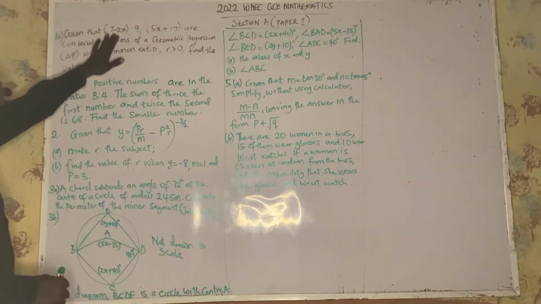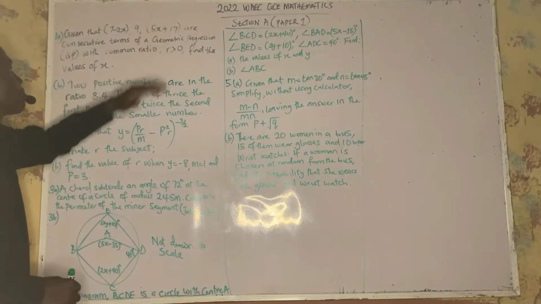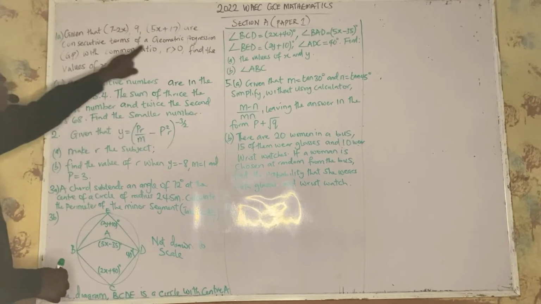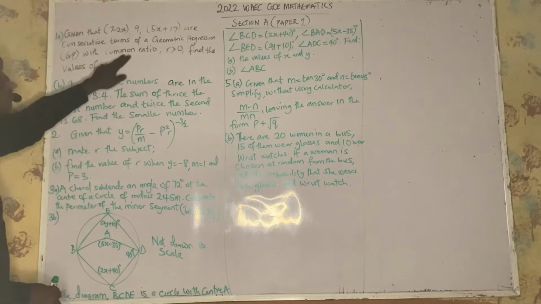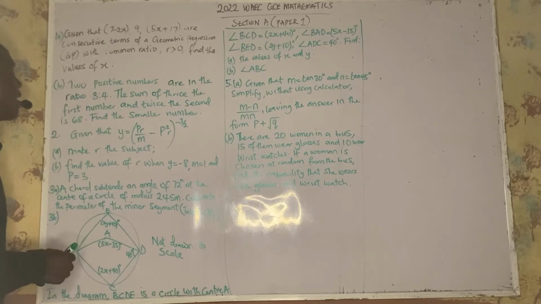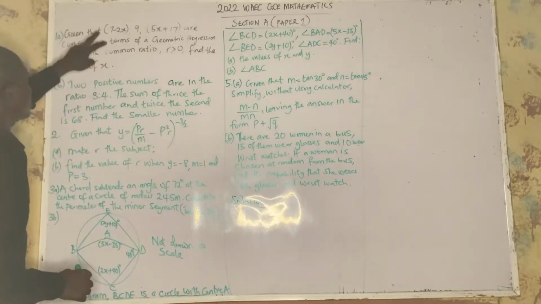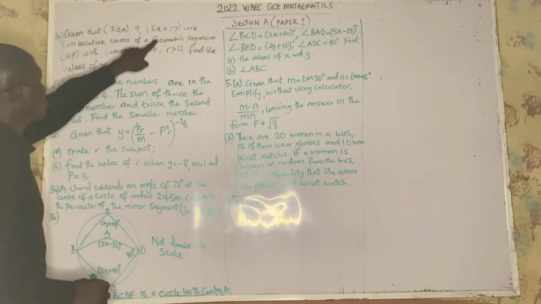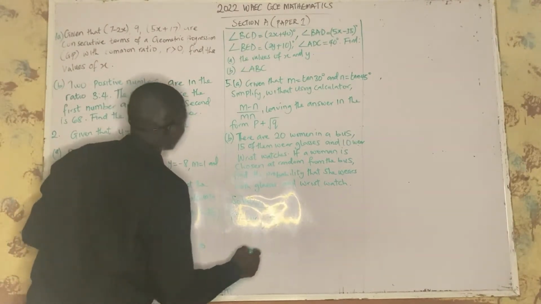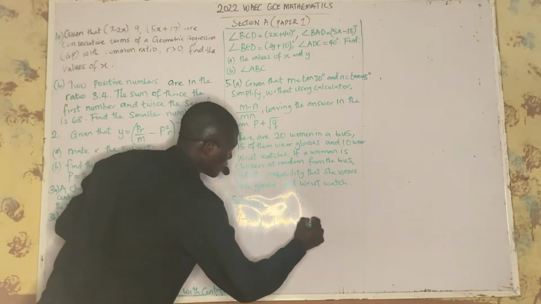Given that (7 minus 2x), 9, and (5x plus 17) are consecutive terms of a GP, which is geometrical progression, with common ratio r greater than 0, find the values of x. Now, solution to the first question. We are told that the 3 consecutive terms of a GP are (7 minus 2x), 9, (5x plus 17).